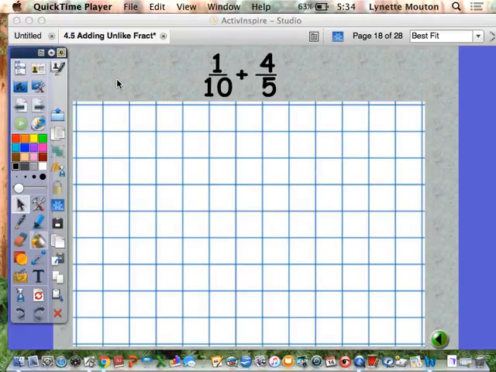Boys and girls, this is Mrs. Mouton, and I'm going to show you how to use the log method to add and subtract unlike fractions with unlike denominators. So the first one is 1/10 plus 4/5.